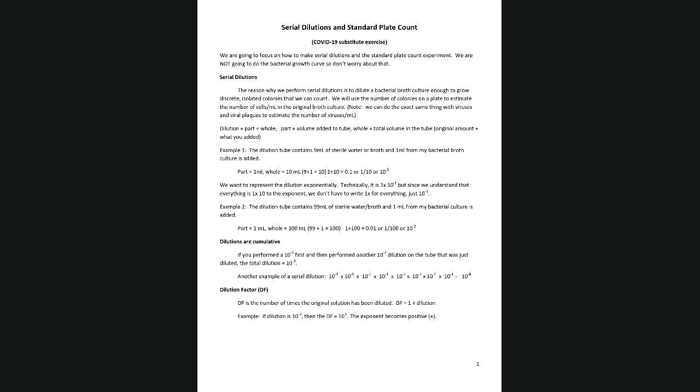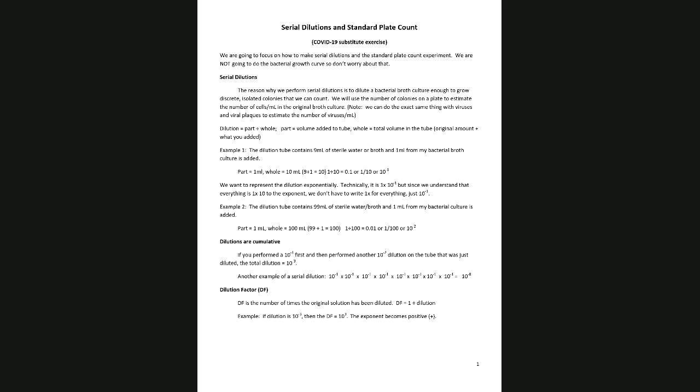So if you do repeated 10 to the negative 1 dilutions, as is the case here, you dilute the first one 10 to the negative 1, and you do another 10 to the negative 1 using the next dilution tube, and another 10 to the negative 1 using the next dilution tube, and so on and so forth, and we do all these 10 to the negative 1 dilutions, our final dilution is 10 to the negative 8, because 10 to the negative 1 times 10 to the negative 1, etc., etc. You add the exponents, right? So our cumulative dilution would be 10 to the negative 8.